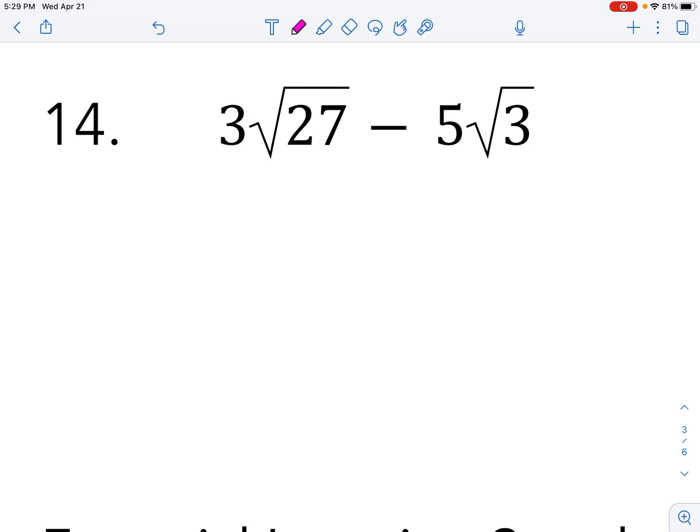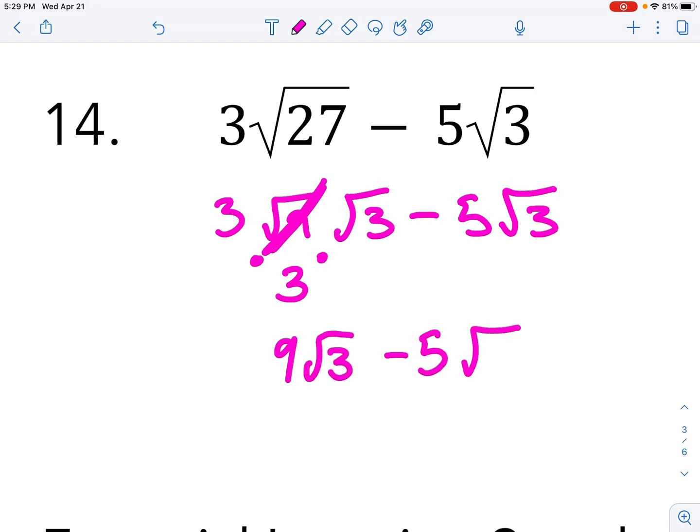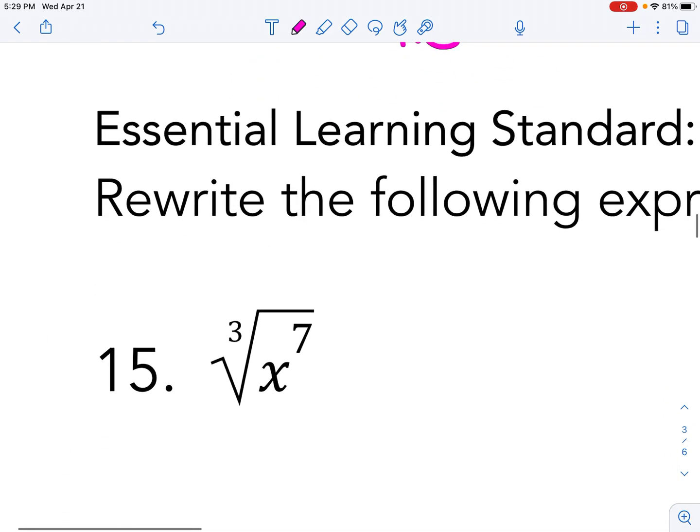Number 14, we're subtracting again. We can't subtract unless we have like terms, so let's split up that 27. We'll get a 3, the square root of 9, and the square root of 3, minus 5 times the square root of 3. Square root of 9, again, we can simplify that to a 3, and then what we get is 3 times 3 times root 3, and we get 9 root 3 minus 5 root 3. 9 root 3 minus 5 root 3 is 4 root 3.